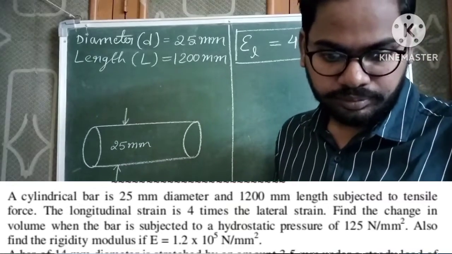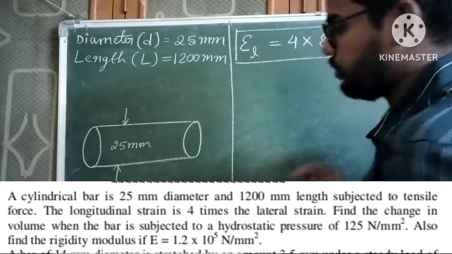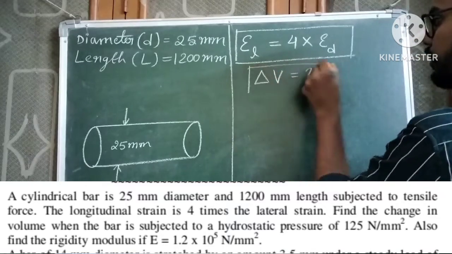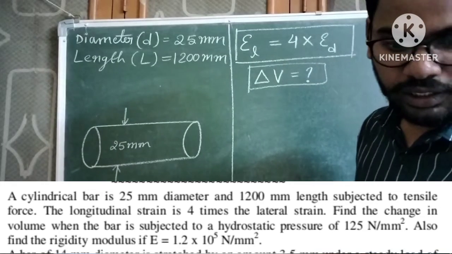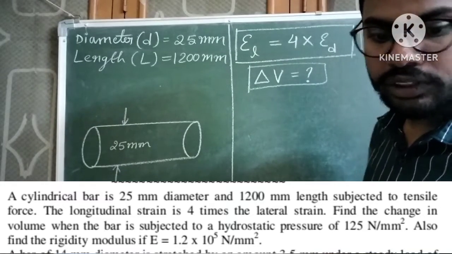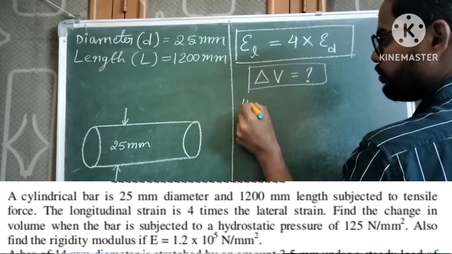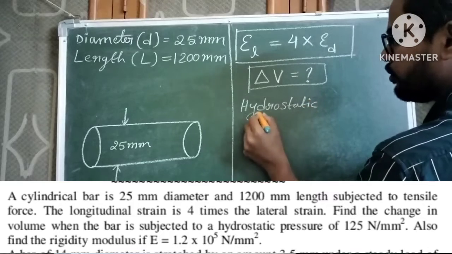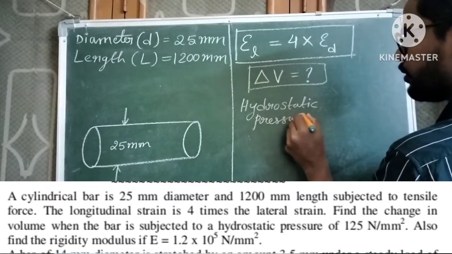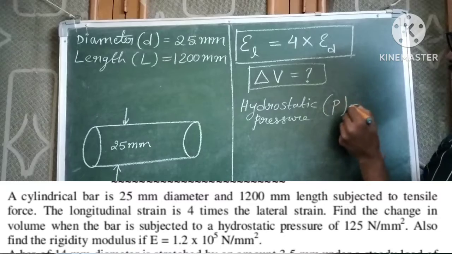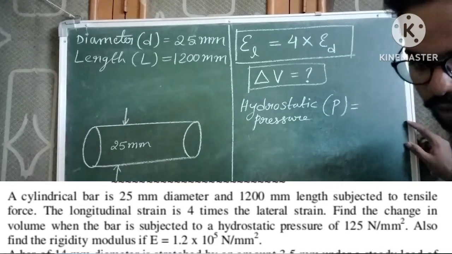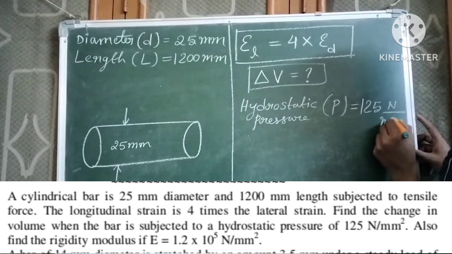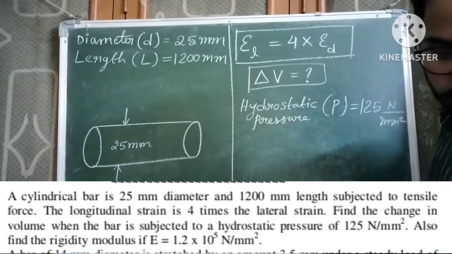And next, find the change in volume. So we have to find the change in volume of the cylindrical bar when the bar is subjected to hydrostatic pressure. P is equal to the given 125 MPa, nothing but 125 Newton per mm square.